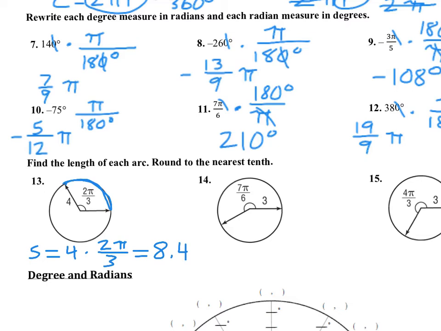Alright, for number 14, we take the radius, which is 3. Multiply that by the angle in radians. Using a calculator, we get 10.99557, so 11.0.